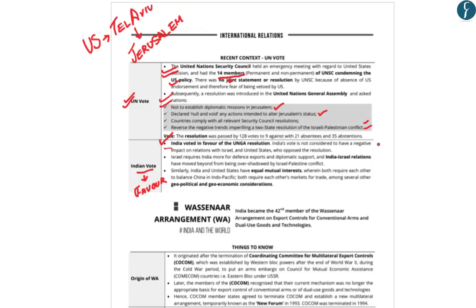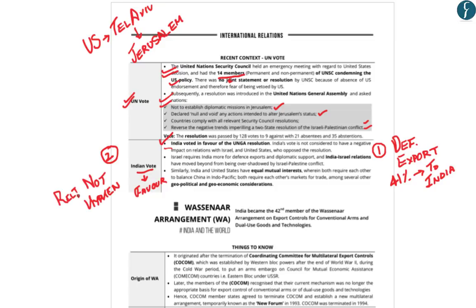Now, as similarly referred to in the article, let us understand why it would not have any negative impact. Now, the first point is that Israel requires India more for defense exports. Now, roughly 41% of Israeli military exports come to India, and therefore Israel requires India for its defense exports. And the second reason is that India-Israel relations have moved beyond being overshadowed by the Israel-Palestinian conflict.